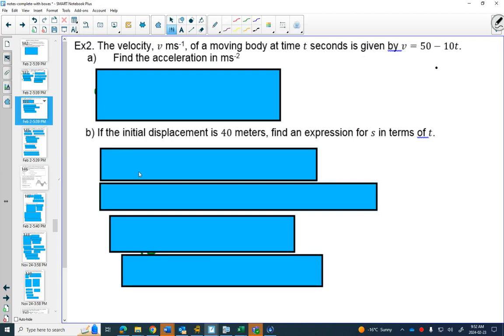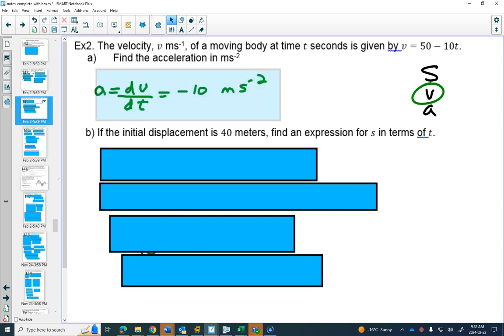This time in class, we're starting with the velocity equation. So if you want to find the acceleration, then you're going to need to find the derivative. So acceleration is the derivative of velocity, and you just get negative 10 meters per second squared. So this is the derivative. If I want to get back to displacement, now I'm going to need to integrate, okay?